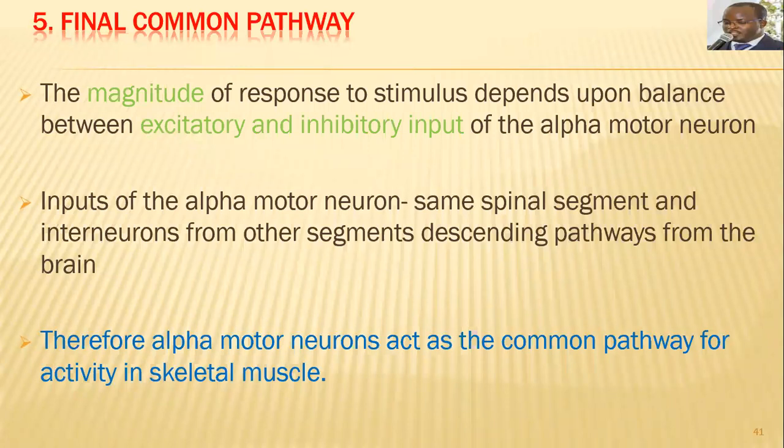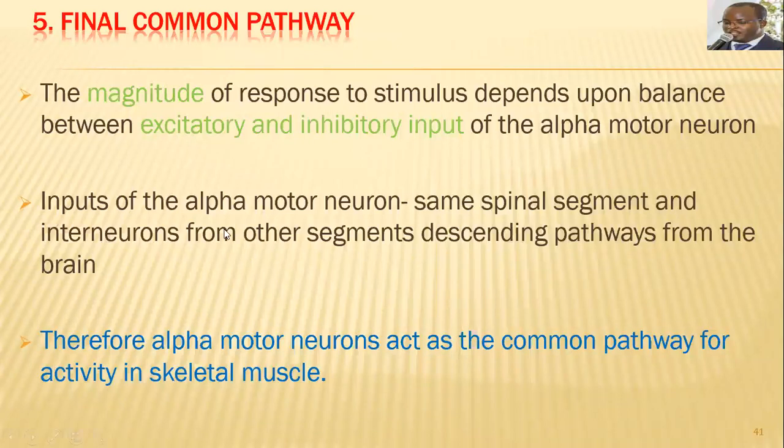Then the fifth property is the final common pathway. The final common pathway is simple. You're just looking at the alpha motor neuron. The alpha motor neuron is the common pathway for the reflex. So the magnitude of response to a stimulus depends upon the balance between excitatory and inhibitory input to the alpha motor neuron. Whether you're having excitatory or inhibitory input, they are still communicating with the final pathway of the reflex, which is called the alpha motor neuron that is innervating the extrafusal fibers.